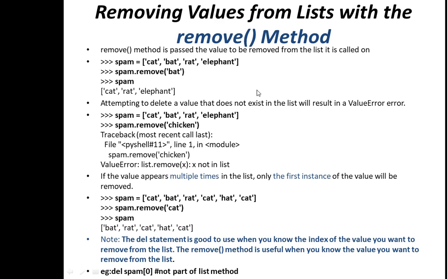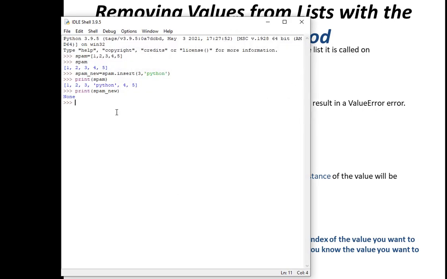Now let's see the next method, remove. The remove method is used to remove a value from the list. Therefore the argument which is passed to remove is the value which you want to remove. So let's say I create a list something like this. Let's have some strings inside this.